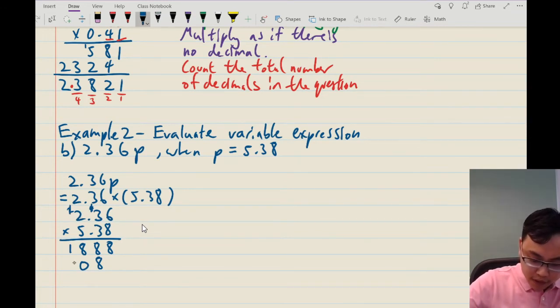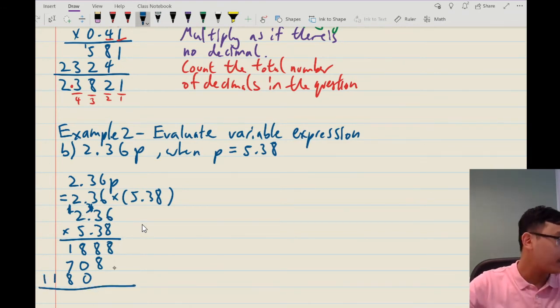6 plus 1 is 7. And then lastly we have 5. 5 times 6 is 30. 5 times 3 is 15, plus 3 is 18. And then 5 times 2 is 10, plus 1 is 11. So we have 11.